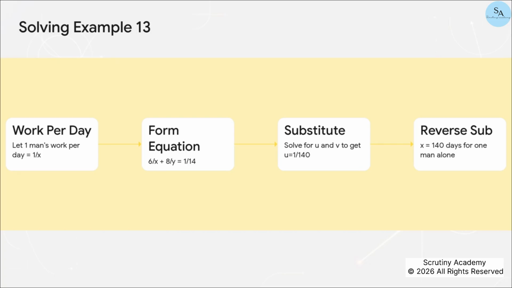Step 3, we substitute u for 1 over x and v for 1 over y to make it friendly. Then we solve for u, getting 1 over 140. Finally, step 4, we avoid that trap from earlier, reverse substitute. If 1 over x equals 1 over 140, then x equals 140, which means it would take one man exactly 140 days to build those rooms alone.